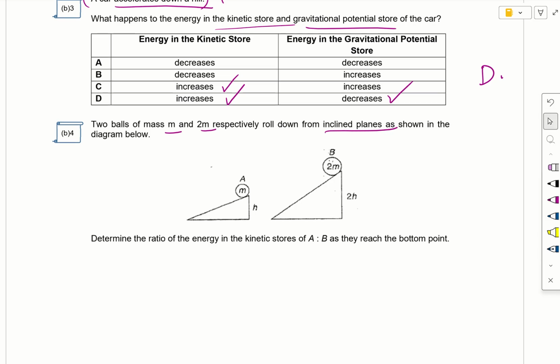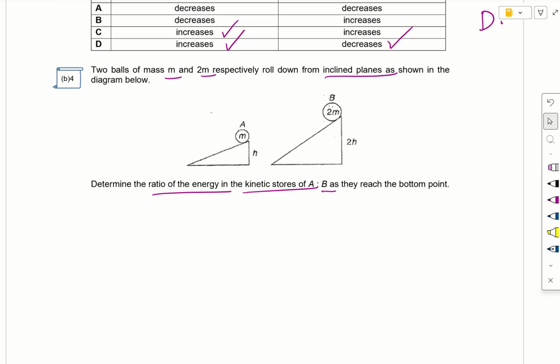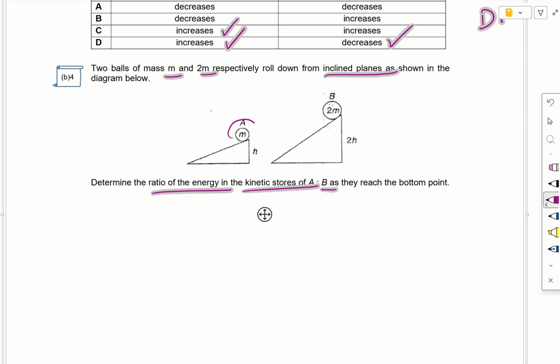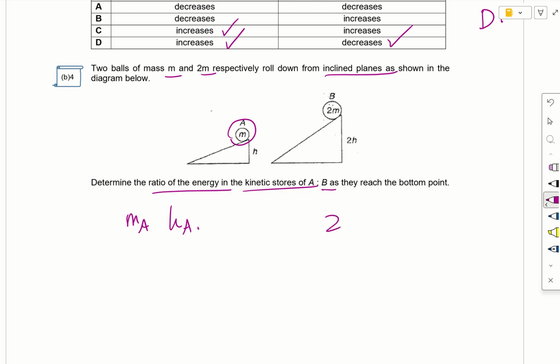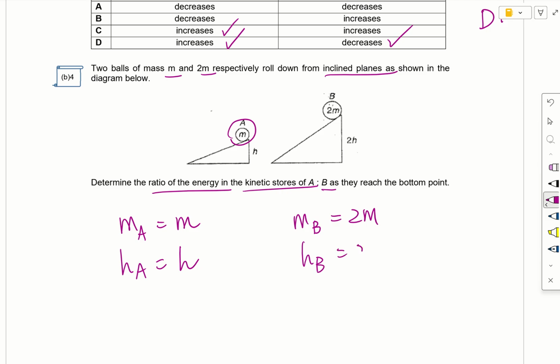Next, 2 balls of mass m and 2m respectively roll down from inclined planes as shown in the diagram. Determine the ratio of the energy in the kinetic store of A to B as they reach the bottom point. So the mass for A is MA and it has HA. For B it is 2. Sorry, I think I should write it as MA equals m, MB equals 2m, HA equals h, HB equals 2h.